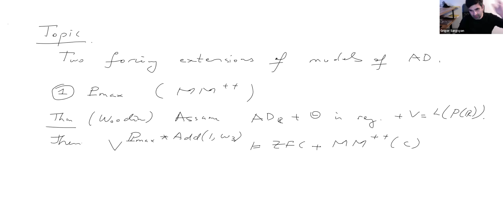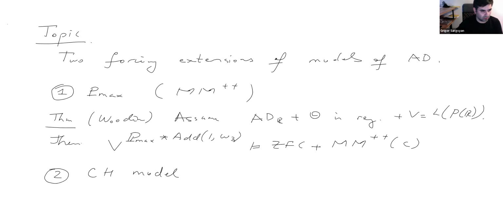I've talked about this many times, but a lot of other people also talk about it, so this is pretty famous. The other one is not really that well known. Not many people talk about it. It's the counterpart, the CH model, which is Pmax makes 2 to the omega equal omega-2, right? So this is the MM line. The CH model you want to force with a poset that would make the size of the reals omega-1.